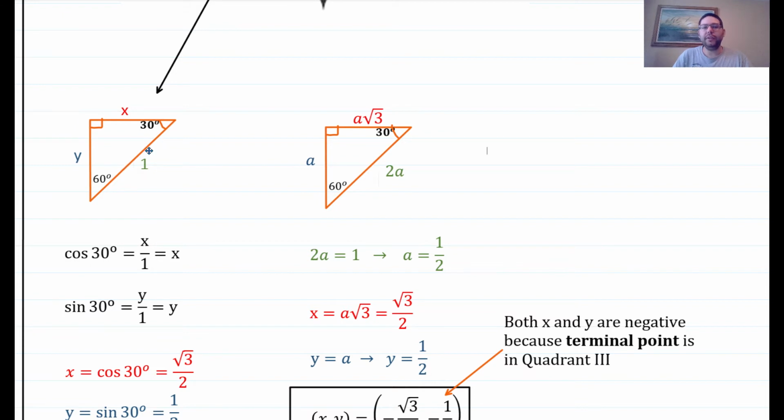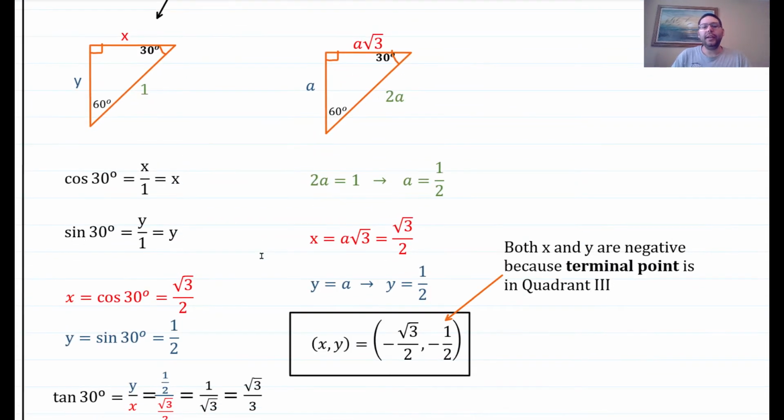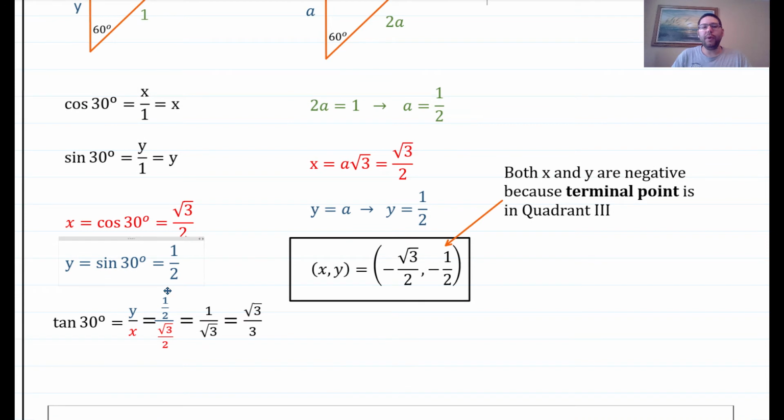All right, so if we did the cosine of 30 degrees, that's going to be adjacent, which is x, over hypotenuse, which is 1, which again gives us the x coordinate, which is what I was saying earlier, that the cosine is the x coordinate. In this case, the sine of 30 degrees, opposite over hypotenuse, is going to be y over 1, which is y. And then similarly, to find the tangent, you do y divided by x.